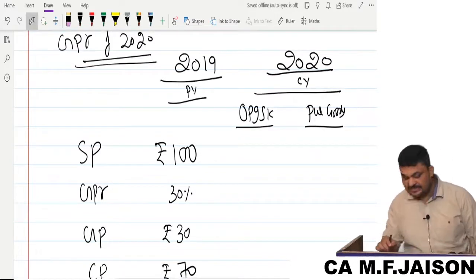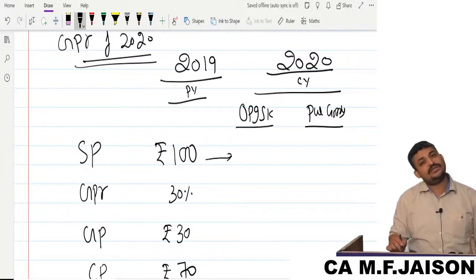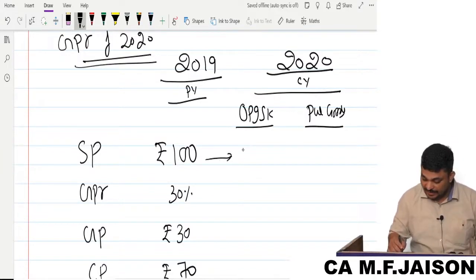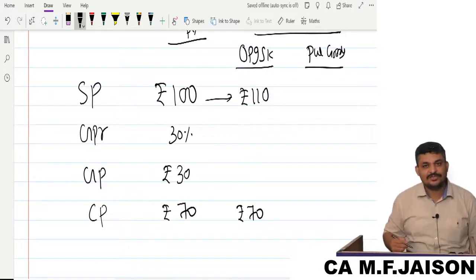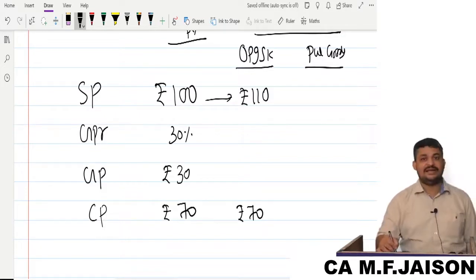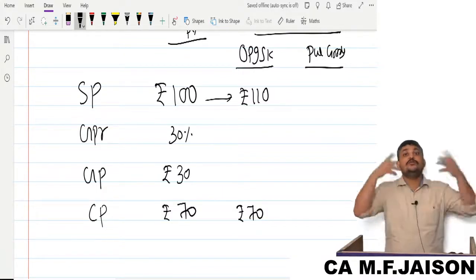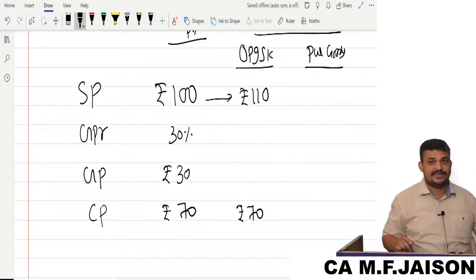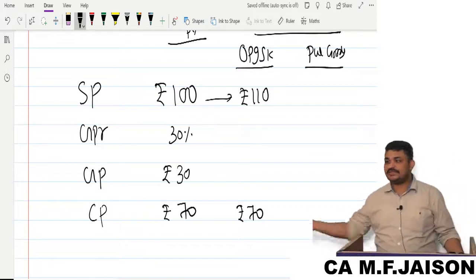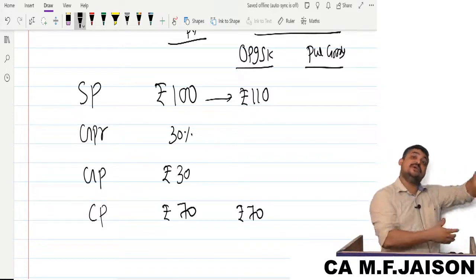Now in this year, the opening stock will be sold at the new selling price. So this will become 110, but its cost remains 70. Understood? So it was sold at 110. In 2020, we sold 2019 stock at the new price 110, but the cost price remains the same cost price of the previous year. Just because this year's purchase prices increased, I need not pay extra money to my supplier for the goods which I already purchased in the previous year.